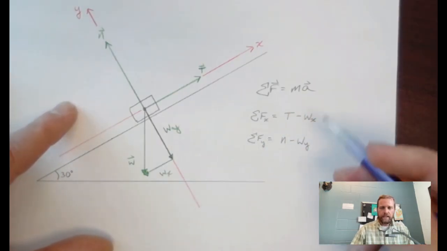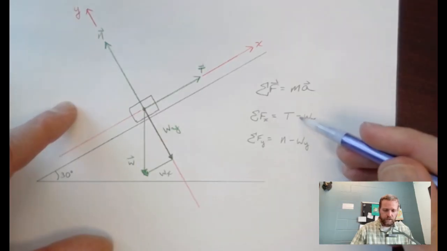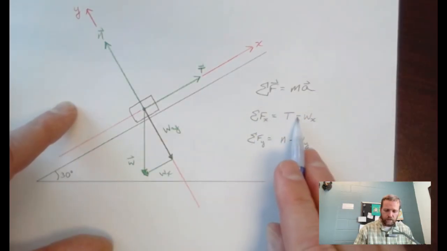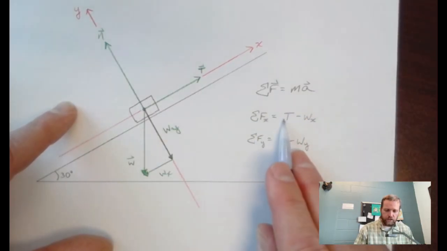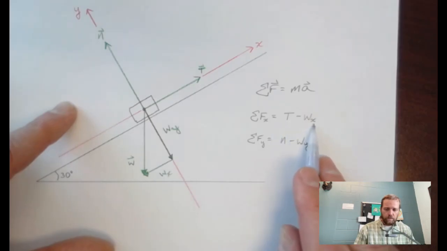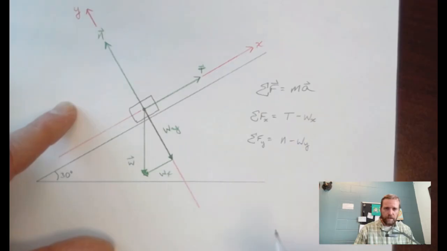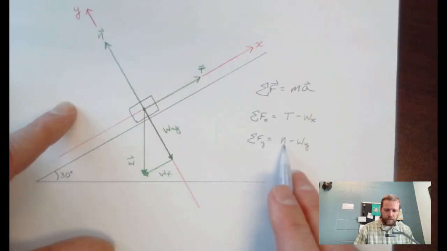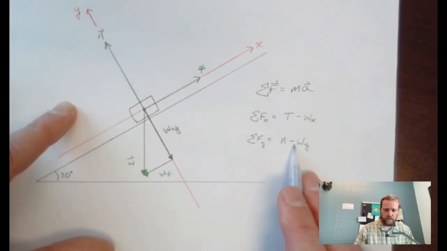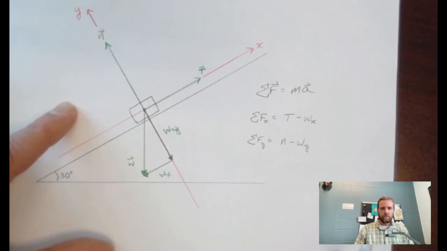Notice that we're taking care of the directions in these two equations here with signs. Tension is in the positive x direction, so it's plus tension. X part of the weight is in the negative direction, so it's minus Wx. Okay? Same thing here. Normal force is positive in the y direction, minus Wy in the negative y direction.